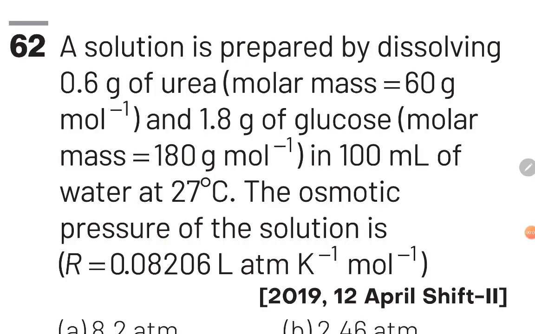Yes students, the ninth question of this chapter is, a solution is prepared by dissolving 0.6 grams of urea with molar mass 60 grams per mole and 1.8 grams of glucose with molar mass 180 grams per mole in 100 ml of water at 27 degrees Celsius. The osmotic pressure of the solution is.